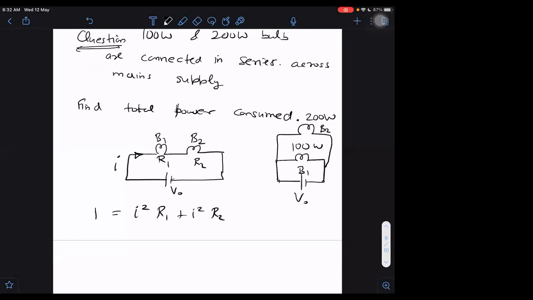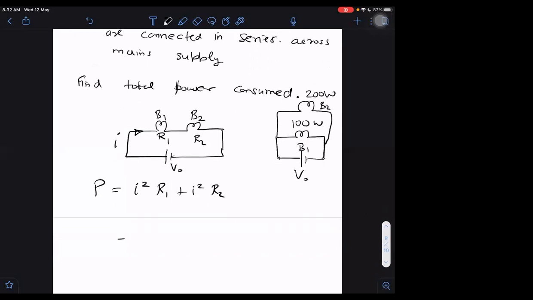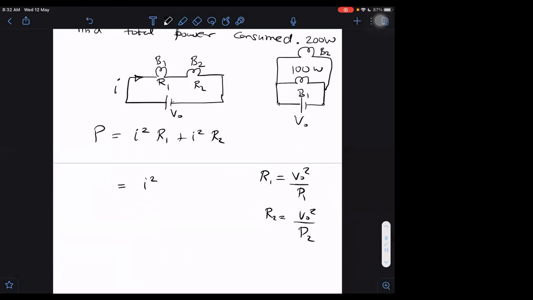R2 will be the net power consumed. I is equal to V0 by R1 plus R2. I square into, what is R1 value? R1 is V0 square by P1, and what is R2? R2 is V0 square by P2. Then we can substitute it: I square into V0 square by P1 plus V0 square by P2.